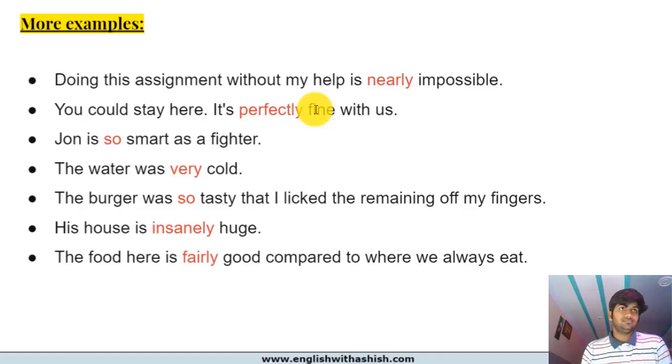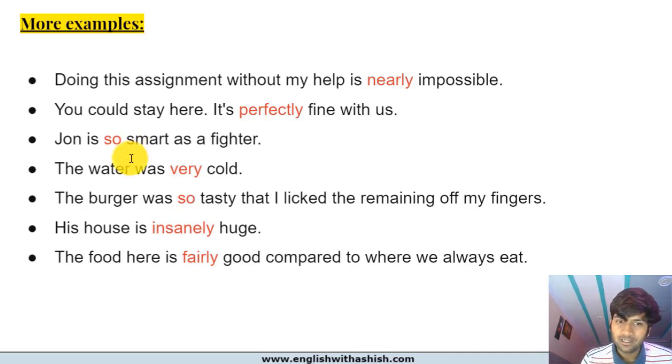If you're saying, yeah, I'm fine with it, but how fine are you? To what degree is it true, right? So you could be just fine, you could be partially fine, you could be completely fine. So it's perfectly fine with us, right? We are perfectly fine with you staying here. John is so smart as a fighter. John is smart, adjective, so smart, very smart, right? John is so smart, right?